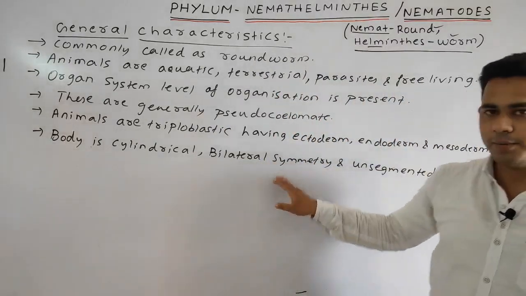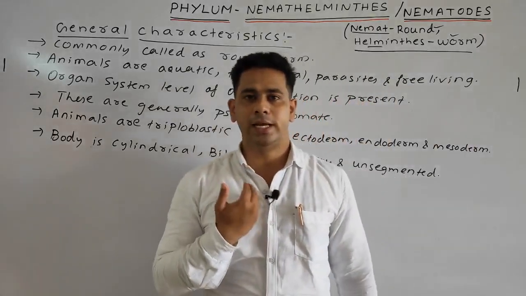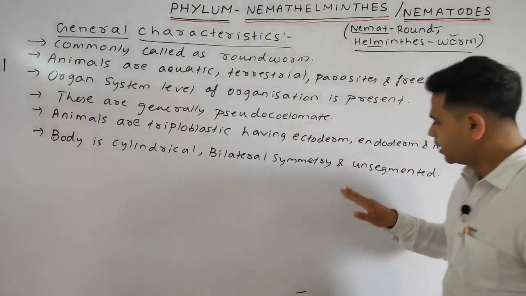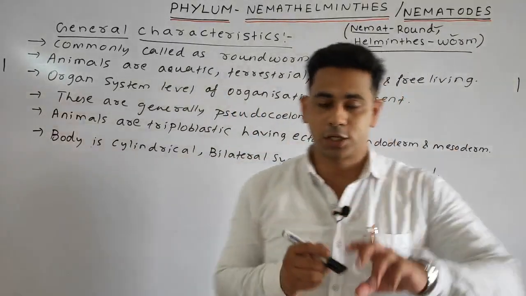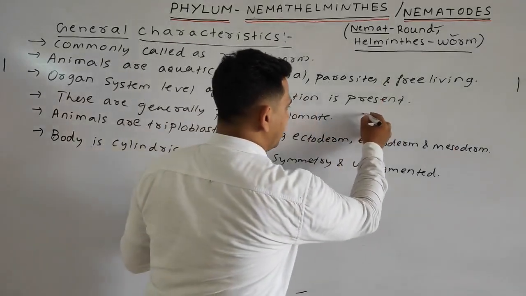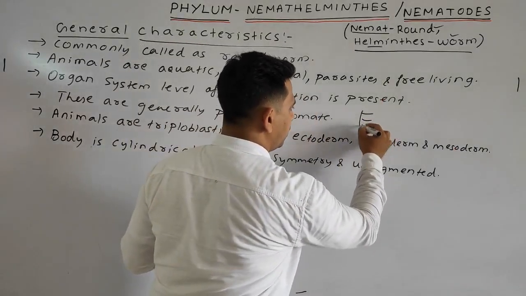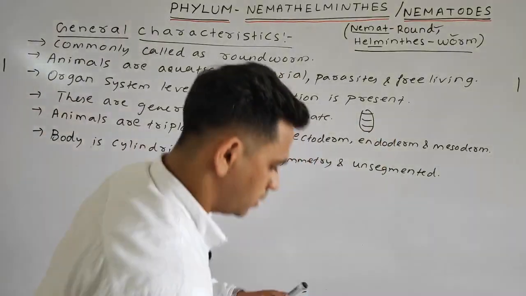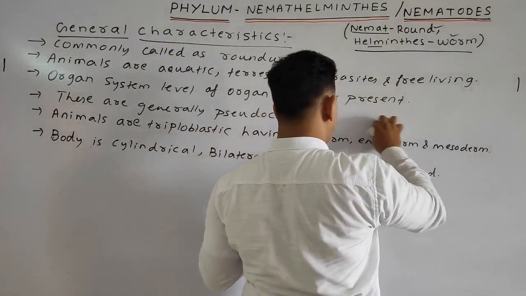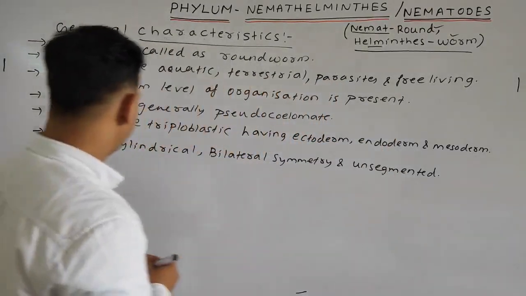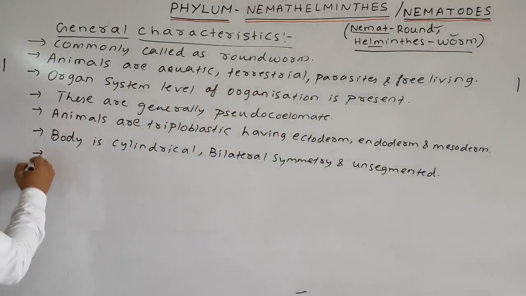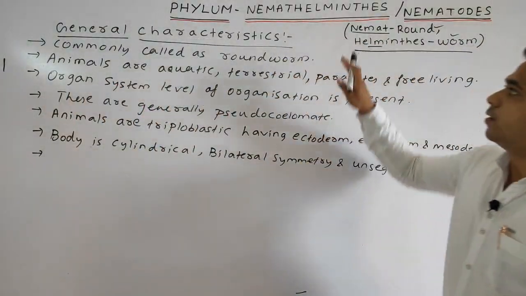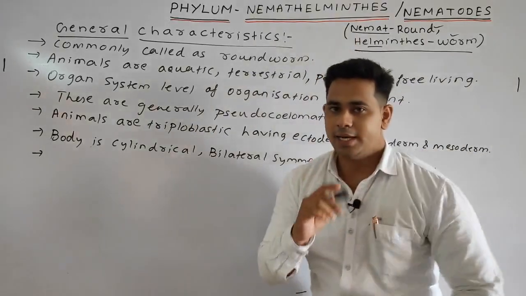Bilateral symmetry means the plane which passes divides the body into an equal right half and an equal left half. And unsegmented means, as we discussed in the case of the earthworm where segmentation is present all over the body, in this case no segment is present, so it is known as unsegmented. Okay, next student, one important characteristic feature is that the epidermis of the Nemathelminthes is syncytial in nature.